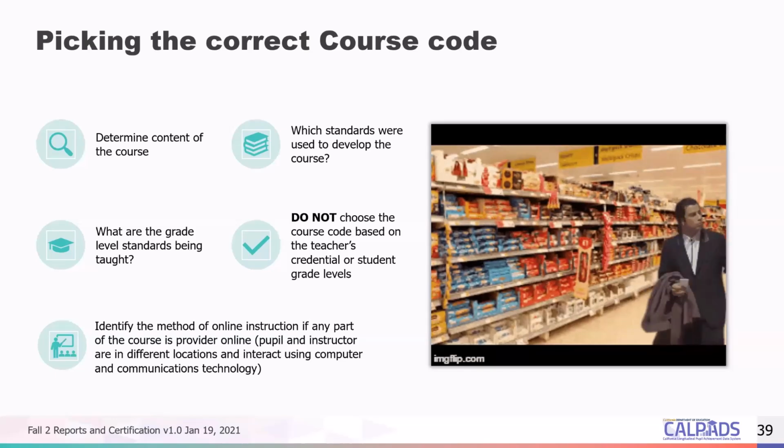Then you also want to think about what grade levels are being taught those standards. So we talked about that. Do not choose the course code based on the teacher's credential or the student grade level. So we start with the course content and the standards of the course, and we report the teacher who's instructing the course. Whatever determination comes from their instruction, it will be what it is. We don't want to fudge data or try to make data fit what we have, right? And then identify the method of online instruction or independent study if there is any.